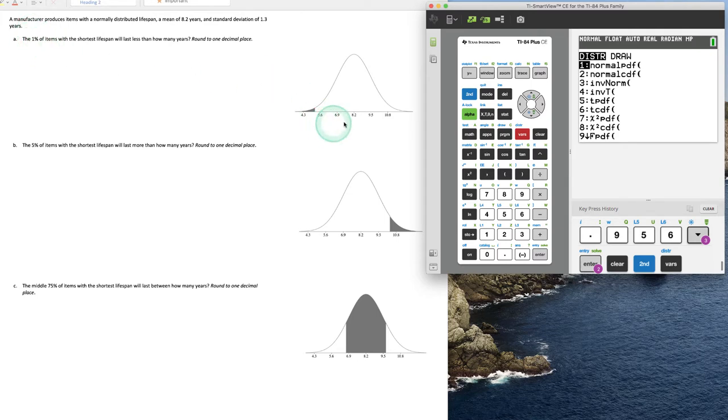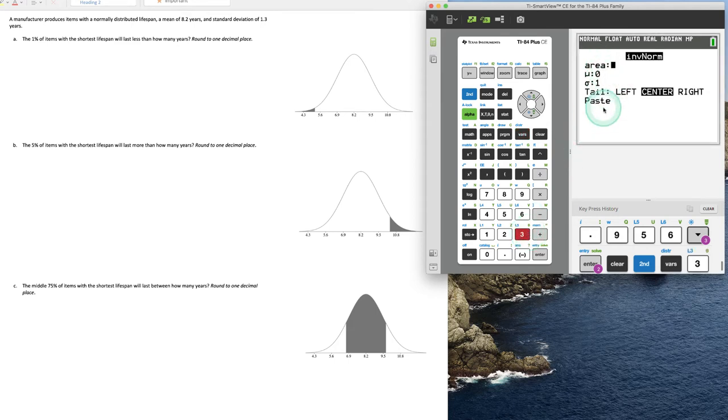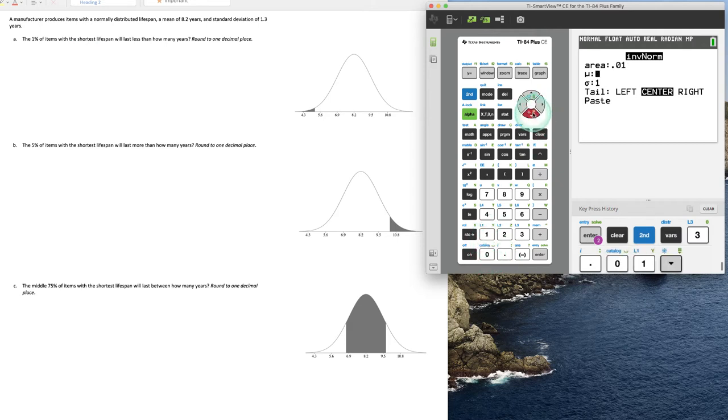If we go ahead and go to our calculator and select 3 for invNorm, we are given a series of parameters to enter. The first one is the area. So go ahead and enter the area of the percent, which is 0.01. The mean they gave us is 8.2, and the standard deviation is 1.3. This area, we have to pick where the tail lies. Does it lie on the left, right, or center? And so here we can see this is the left tail, and I'll enter and hit paste.